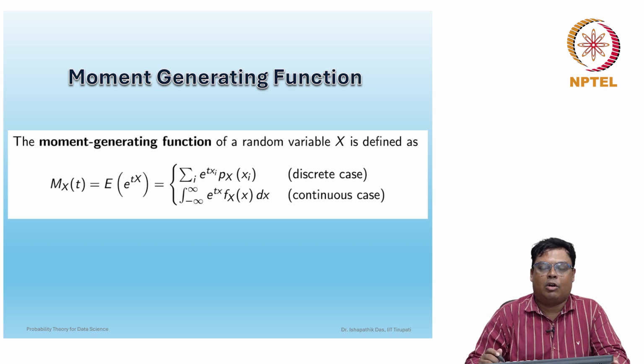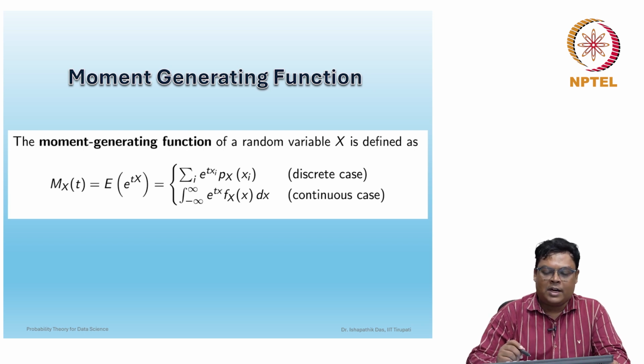Now we also learned the transformation of random variables. Another important function for a random variable is known as the moment generating function. The moment generating function is defined for a random variable X as M_X(t) equals the expected value of e to the power of tX. This is defined by the summation of e to the power of tx p_X(x_i) in the discrete case, and the integral from minus infinity to plus infinity of e to the power of tx f_X(x) dx for the continuous case. Let us discuss this moment generating function.